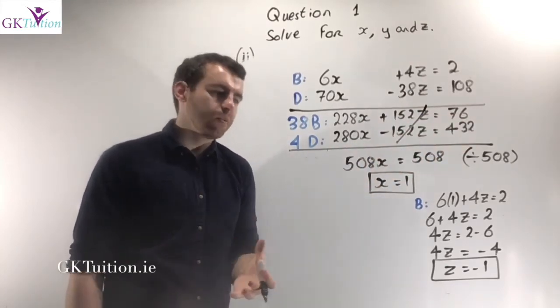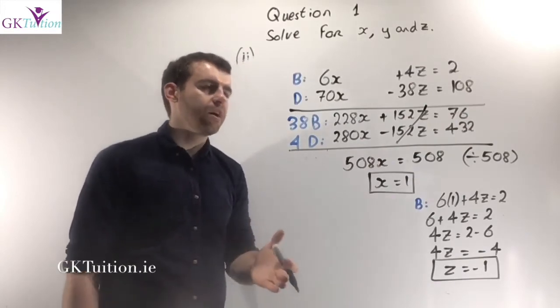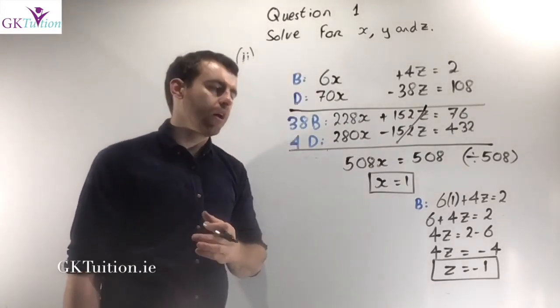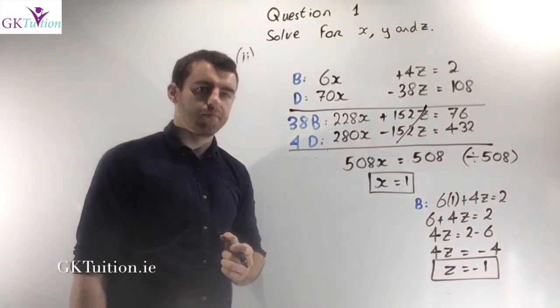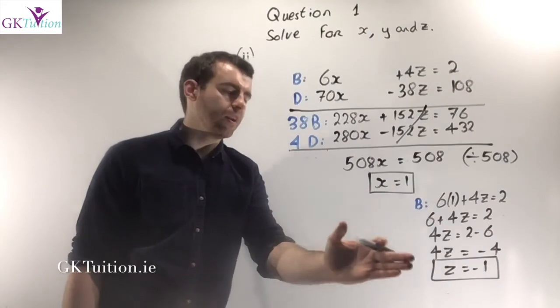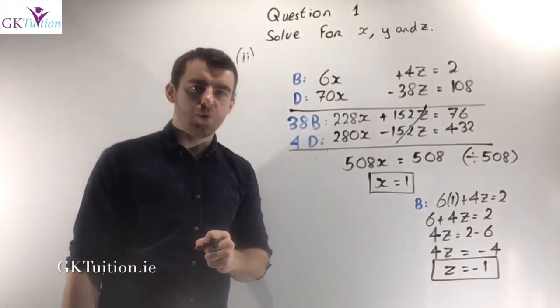If I divide both sides by 508, x works out as 1. And once I had a value for x, I'd sub into either b or d. I decided to sub into b, and I found that the value of z must be minus 1. Now that I have a value for x and a value for z, I'm going to sub back into a or c to find a value for y.